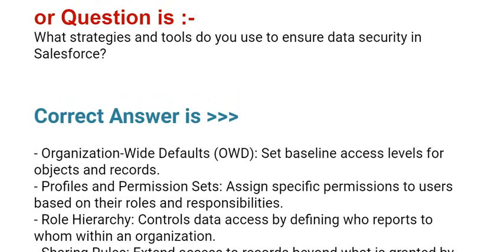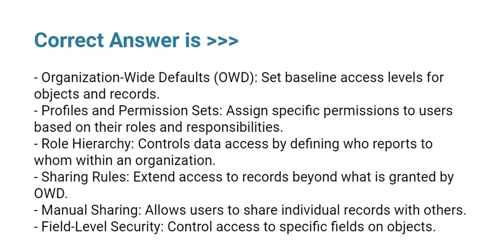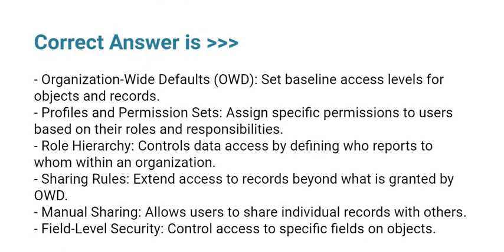Profiles and permission sets assign specific permissions to users based on their profiles and responsibilities. Role hierarchy controls data access by defining who reports to whom within an organization. Sharing rules extend access to records beyond what is granted by OWD. Manual sharing allows users to share individual records with others. Field level security controls access to specific fields on objects.